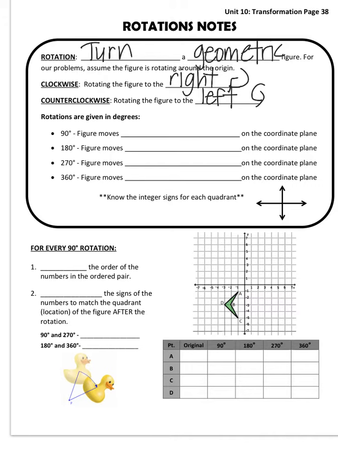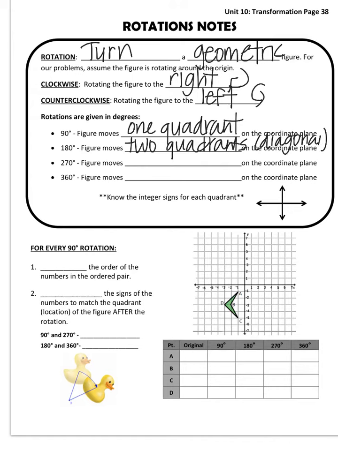So they'll give you the rotations in certain degrees. 90 degrees means that we're going to move one quadrant. 180 means two quadrants. Make a note here on the side, diagonal. 270 would be three quadrants. And 360 would be four, or back to the original spot.